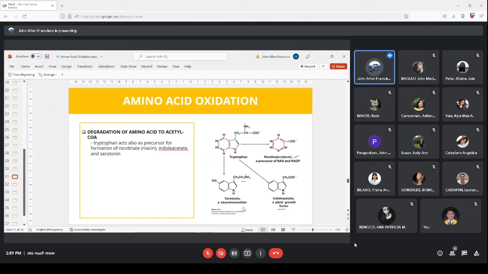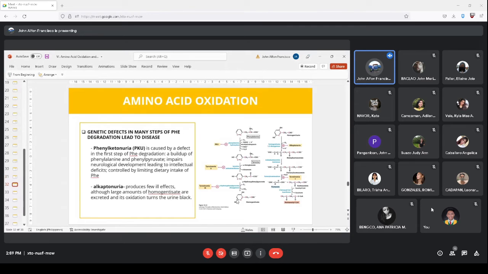Right? So yung tryptophan nyo, once na niremove mo yung carbon skeleton niya, yung kanyang indole moiety can furtherly be modified in order to form different biologically important compounds. Okay?